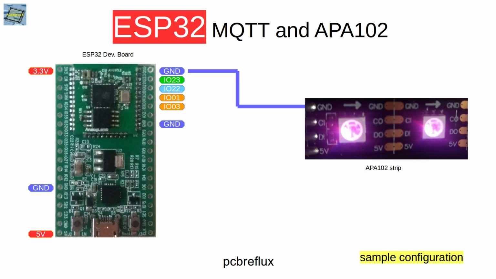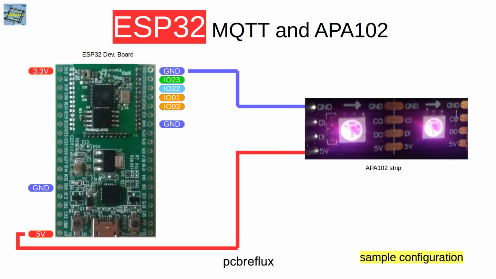I have the ESP32 connected: the ground to the APA102 LED strips, the 5 volt rail, and also the clock to the clock input line and the data line to the data input.